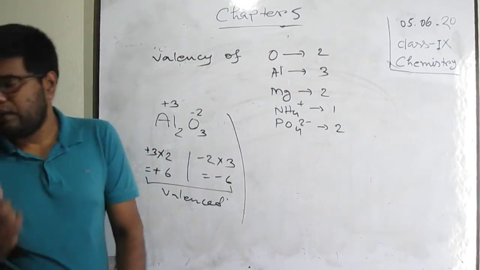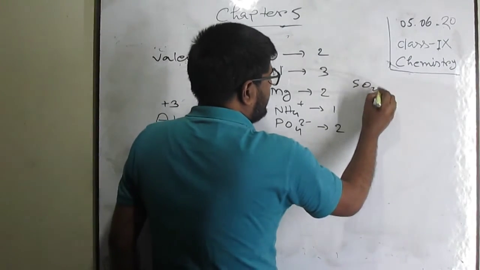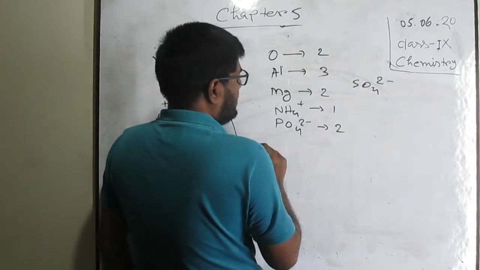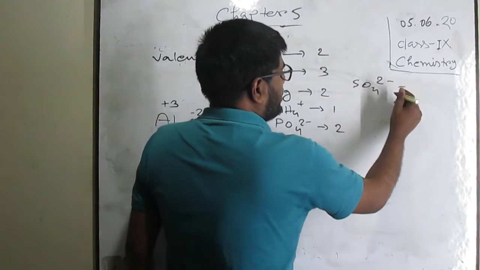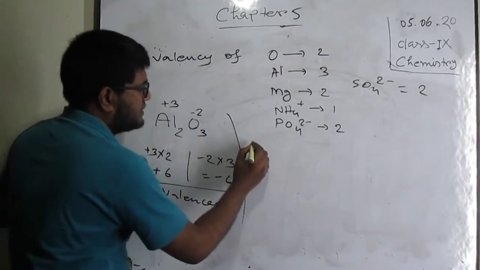Okay, now aluminum sulfate. Actually, I have to write sulfate here also. The charge of sulfate is 2. Okay, aluminum sulfate.